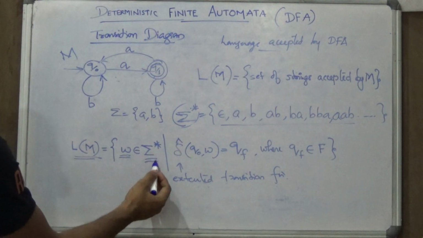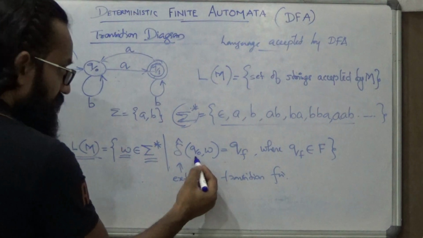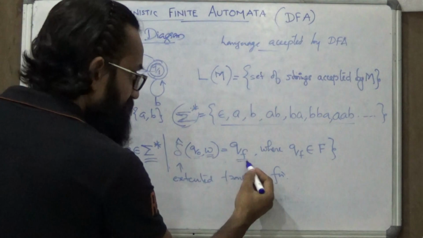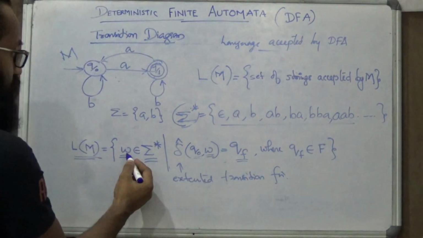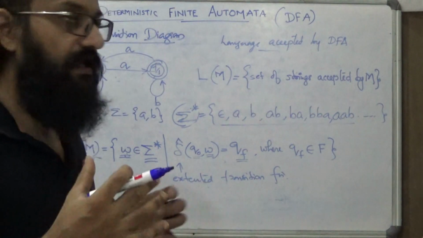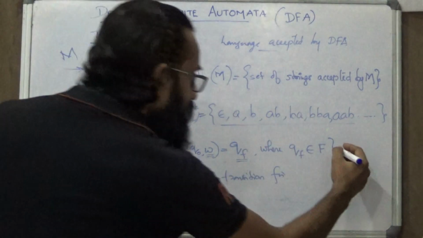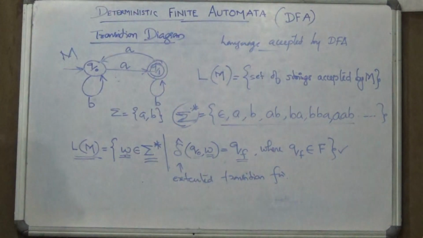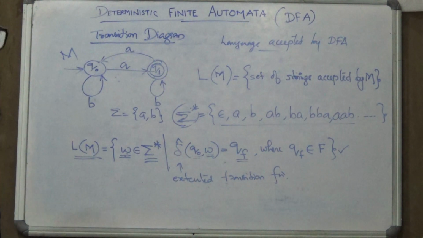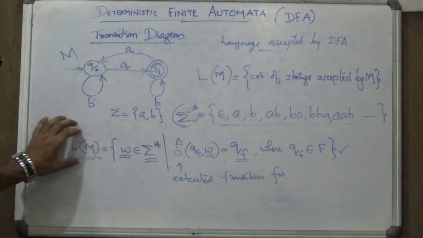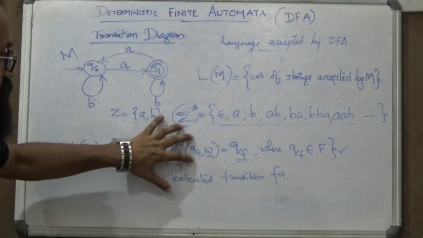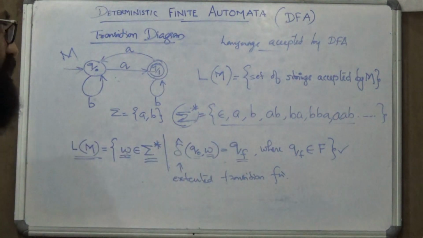So W belonging to sigma Kleene closure such that this is the condition. Starting from the start state, by consuming the entire string W, if it reaches a final state, then that W will be a member that belongs to L of M. All such W's together form L of M. In this way you can formally define the language recognized or accepted by DFA M: L of M equals W belonging to sigma Kleene closure such that delta cap of Q0, W equals QF, where QF belongs to F.